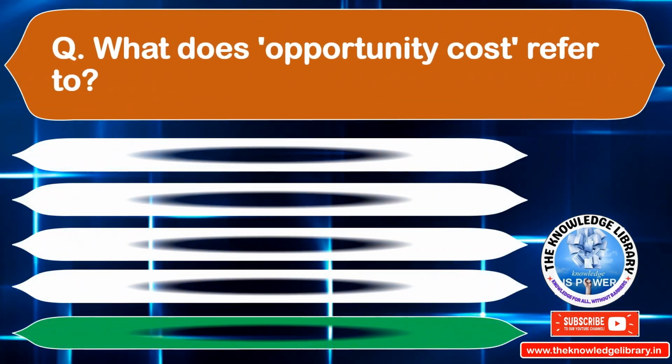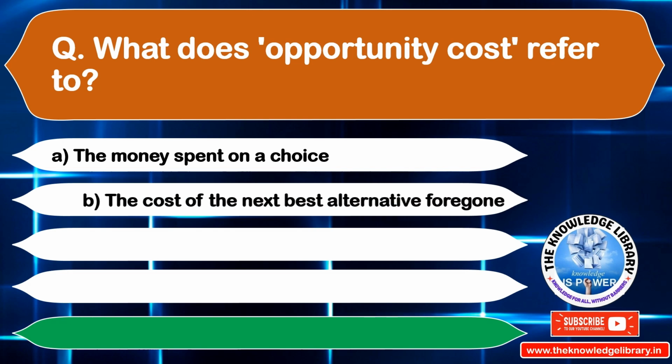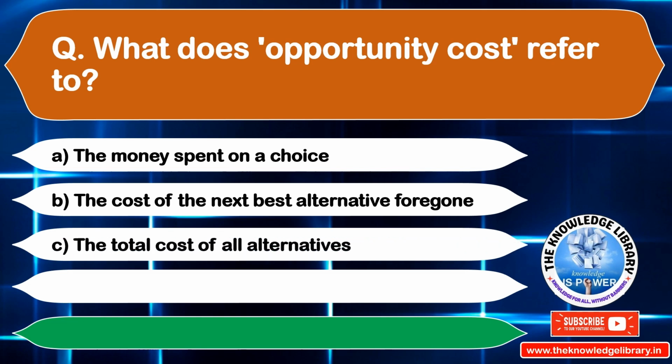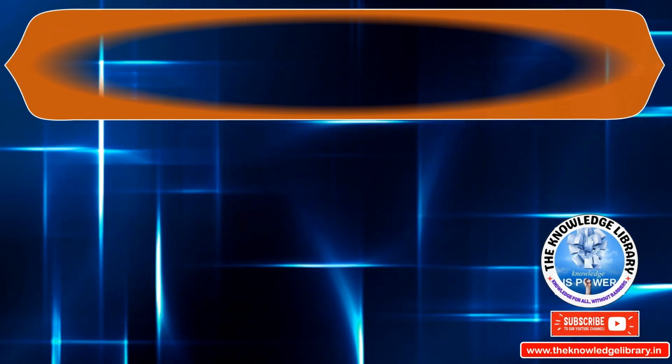What does opportunity cost refer to? Option A, the money spent on a choice. Option B, the cost of the next best alternative foregone. Option C, the total cost of all alternatives. Option D, the cost incurred in an opportunity. The correct answer is option B, the cost of the next best alternative foregone. Moving to the next question.